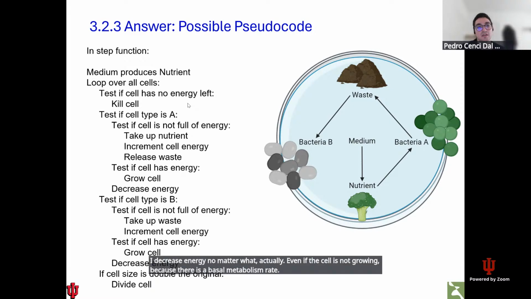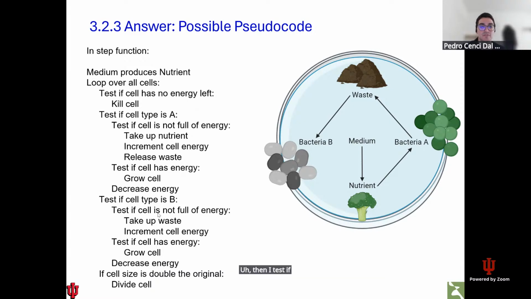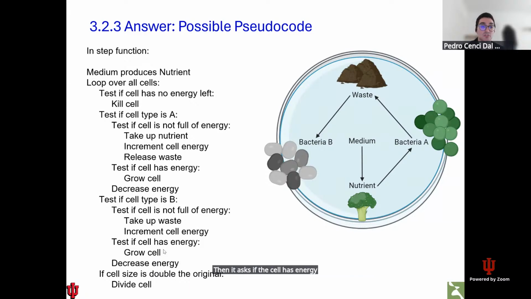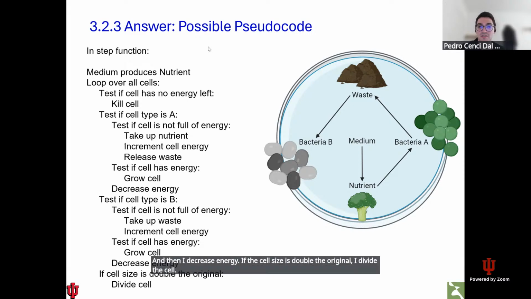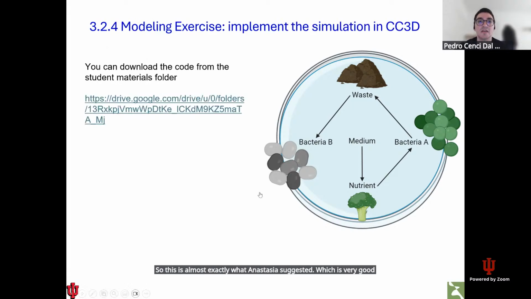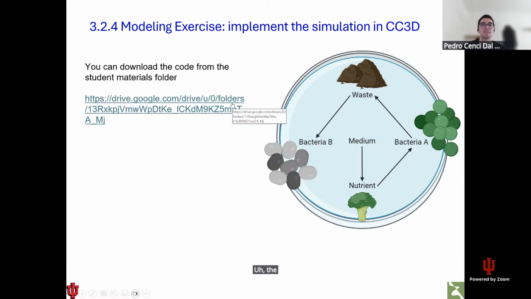Then I test if the cell is type B. If the cell is B, I test if it's not at capacity. If it's not at capacity, take up waste as food, and then I increment cell energy. Then I test if the cell has energy. If true, grow cell. And then I decrease energy. If the cell size is double the original, I divide the cell. So this is almost exactly what Anastasia suggested, which is very good. Very good. The exercise is accessible to you in the Drive folder.